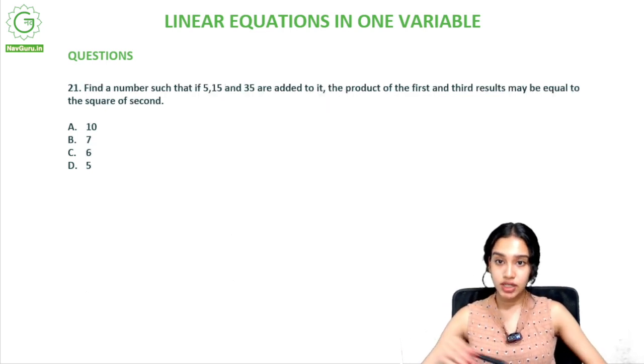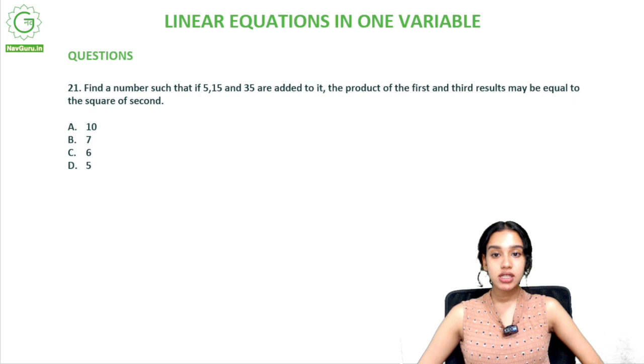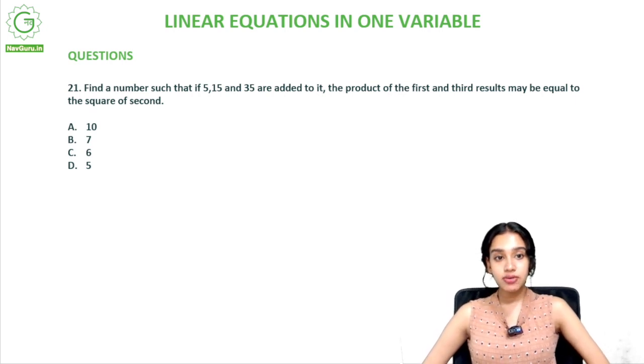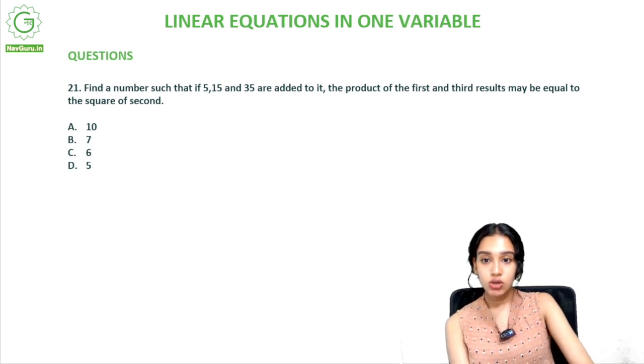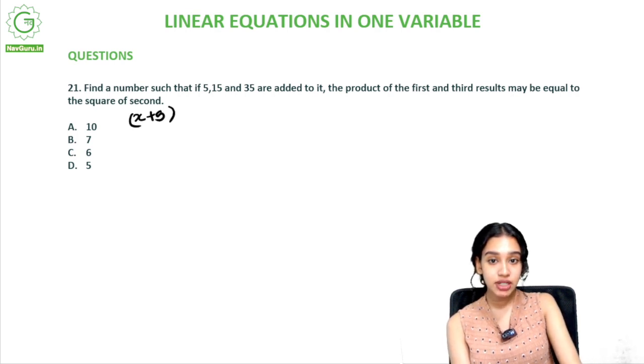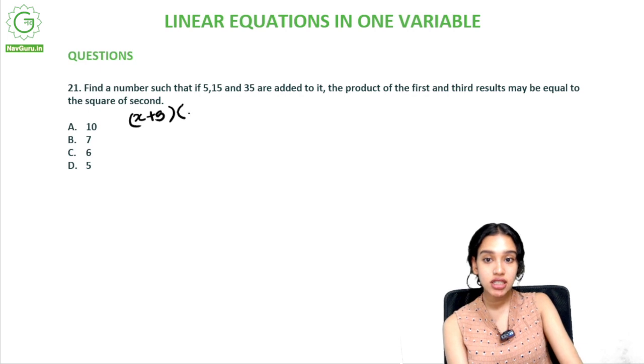Let's move on to the next question. We find a number such that if 5, 15 and 35 are added to it, the product of the first and the third results may be equal to the square of the second. So the first number would be x plus 5, right? A number such that if 5 and 15 and 35 are added to it, right? And the third number would be x plus 35. This would be equal to x plus 15 the whole square, right?